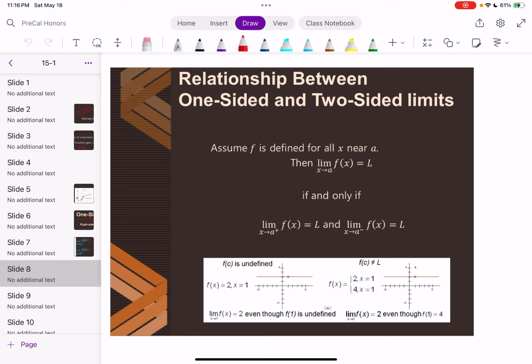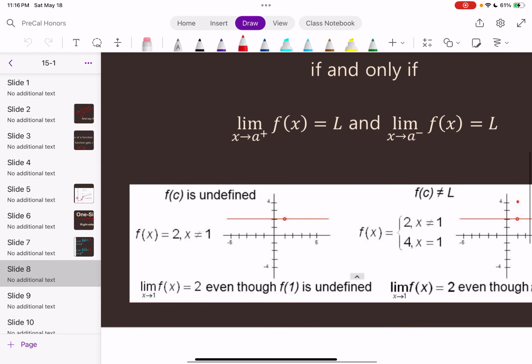So let's start off with this left side. Here it says the limit of f of x as x approaches 1 is equal to 2, even though f of 1 is undefined. Remember, f of 1 is looking at the number itself. While the limit of f of x as x approaches 1 would be 2, because we're looking at a two-sided limit where we are approaching from the left and we are approaching from the right-hand side as well.